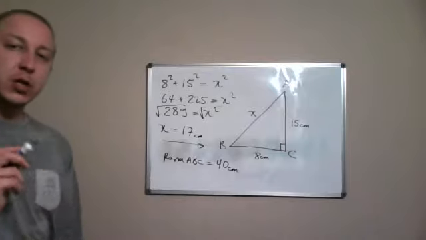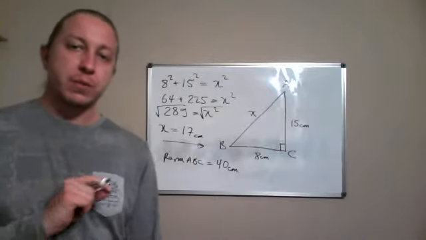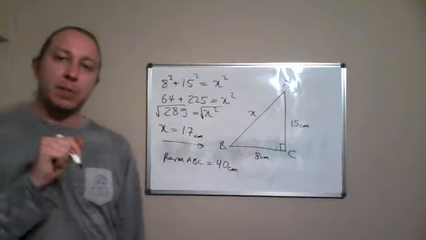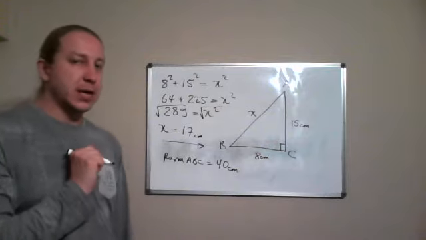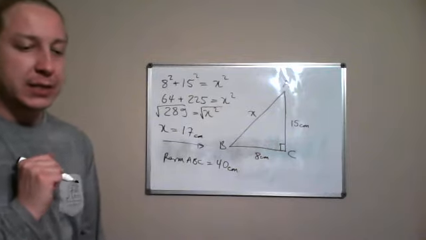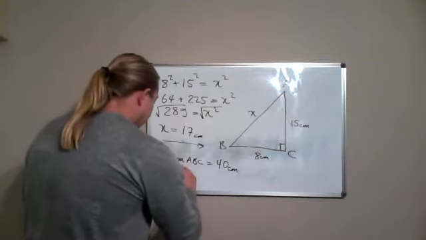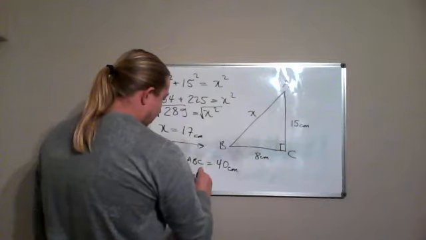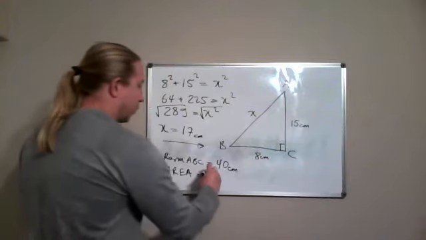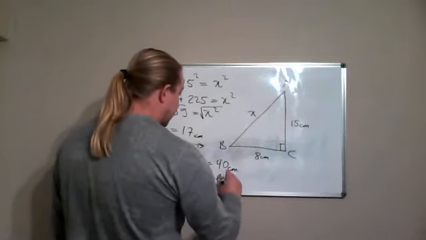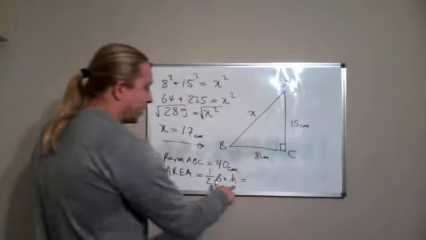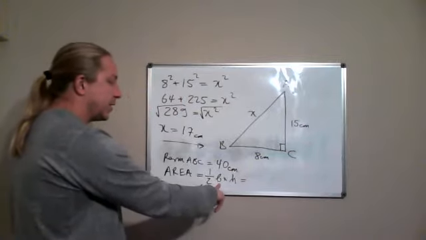Remember, perimeter is not square units, it's normal units because we are walking around the block. We're not multiplying to get area. Now the next question says calculate the area of triangle ABC. So now area equals, what's the formula? It's a half base times height. Remember, it's perpendicular height to the base that we are using.